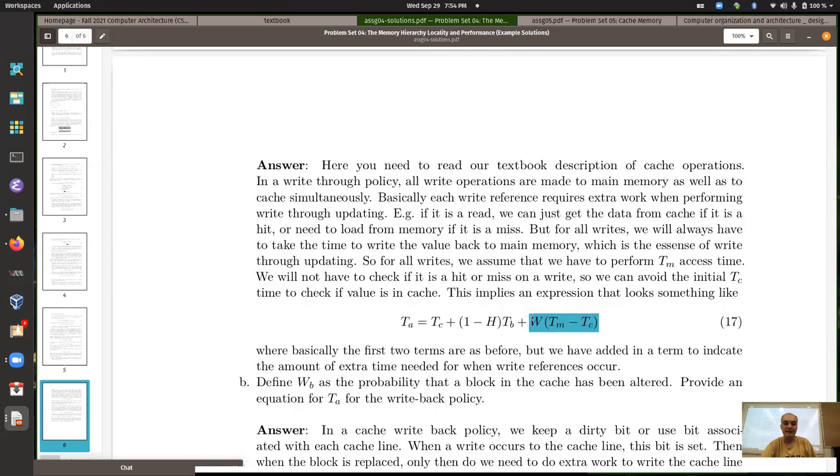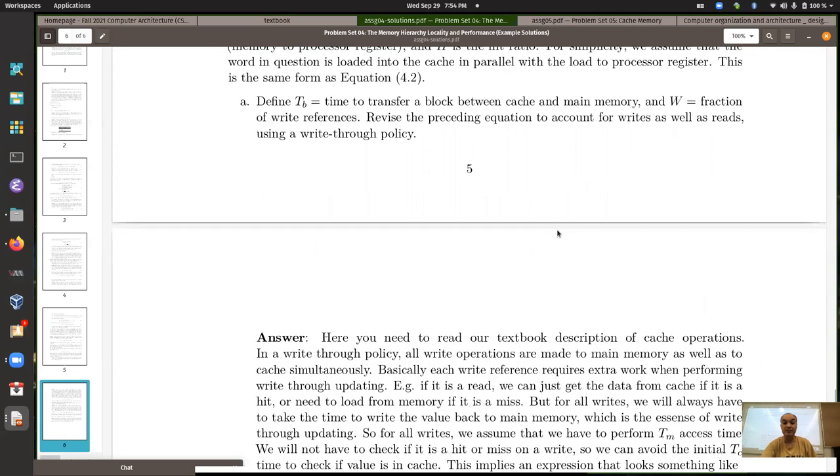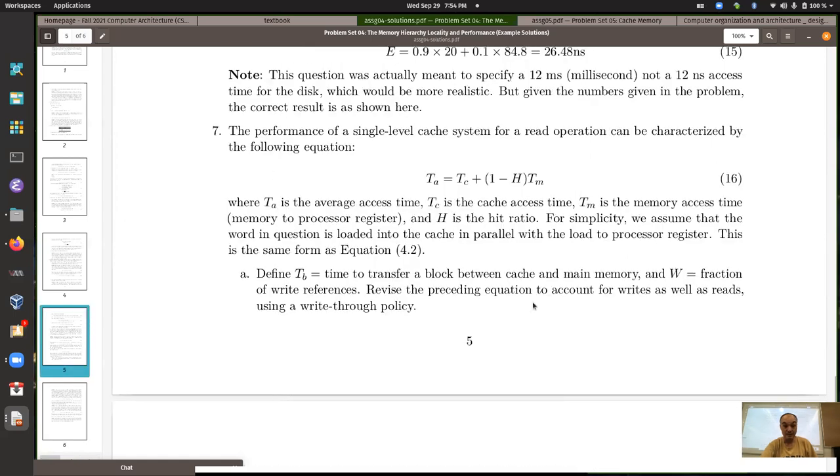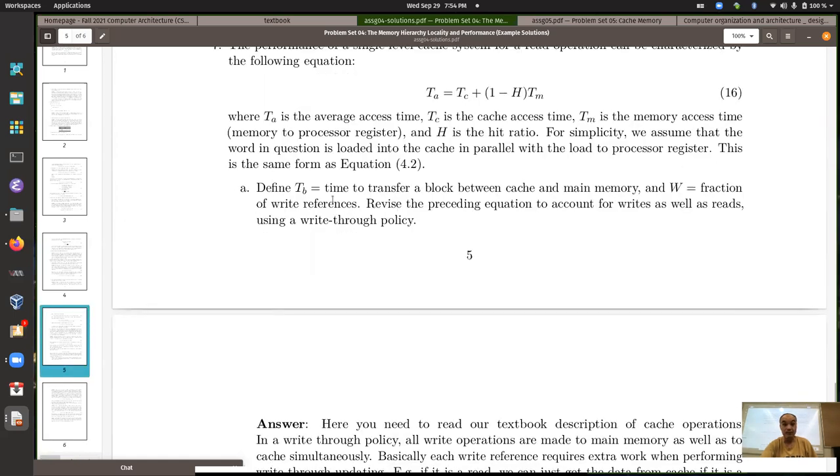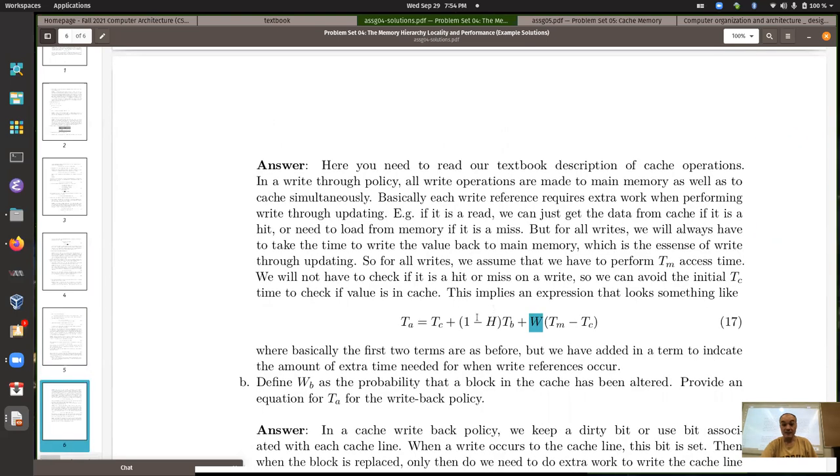W, this definitely makes more sense. So W is just the ratio of the writes as you're given for part A here, so the fraction of write references, right? Regardless of whether something is a hit or a miss, for all that fraction of things that are write references, you're going to have to access them from main memory, okay? So that's kind of what this expression is doing here.